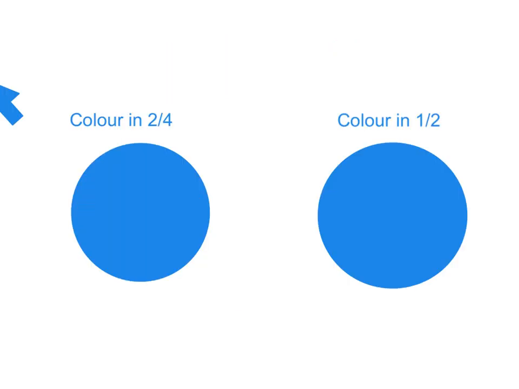Let's try this shape. On the one on the left, we have to colour in 2 quarters. Now remember, if it ends in a 4, they're called quarters. And the other one, we have to colour in 1/2. Okay, let's start with the one on the left. We have to cut it into 4 pieces first. That's pretty easy with this circle. 1 up the middle, which is half, and then 1 over the other side. So into 4 pieces.